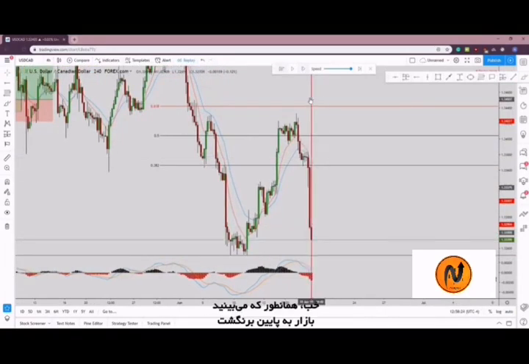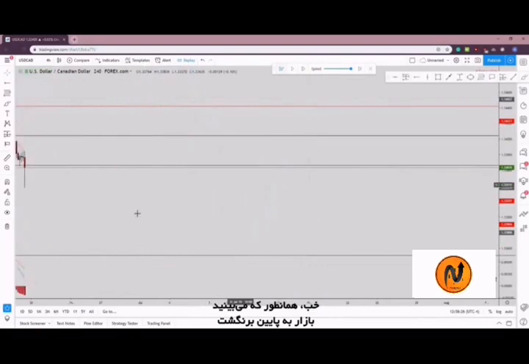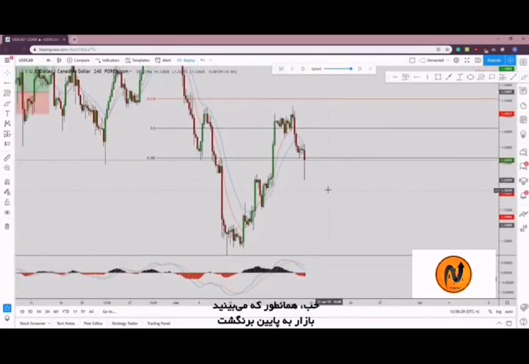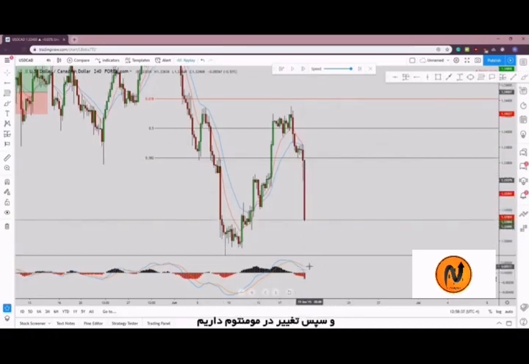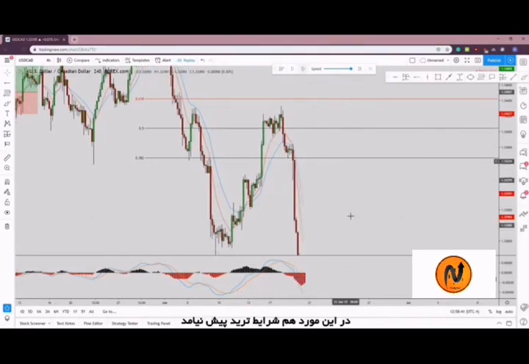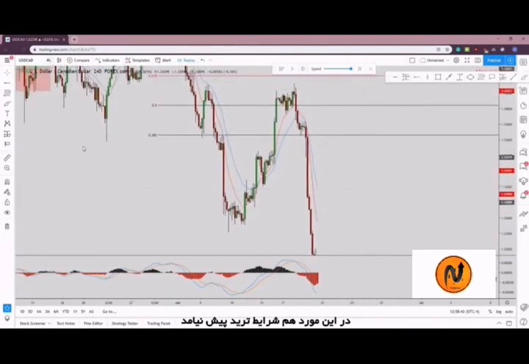Now, as you can see, the market never really shifted to the downside. The next candle, and it was news, went straight to the downside, and then and only then we had a shift in momentum. So in this particular case, this is a no trade.